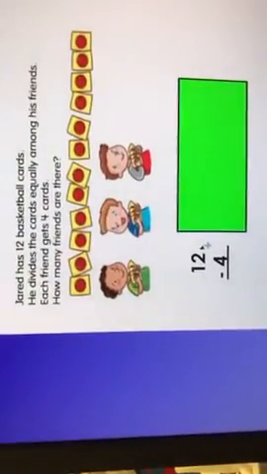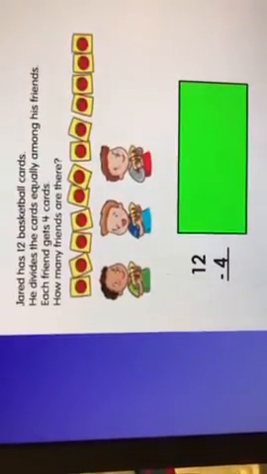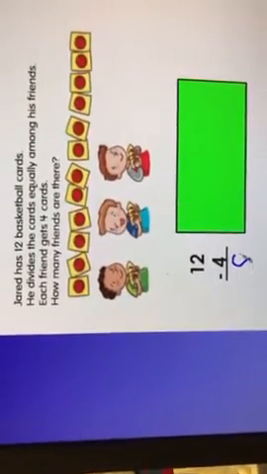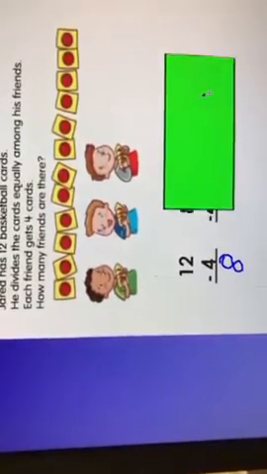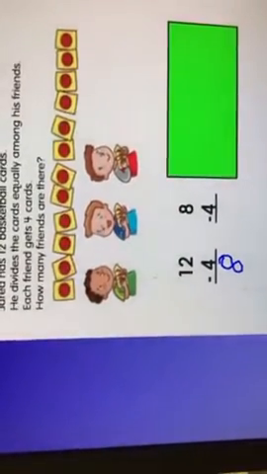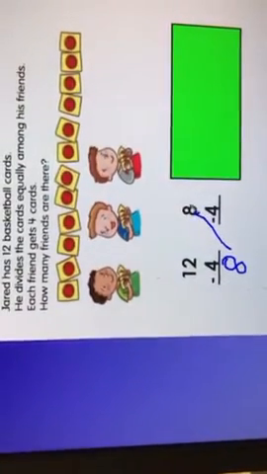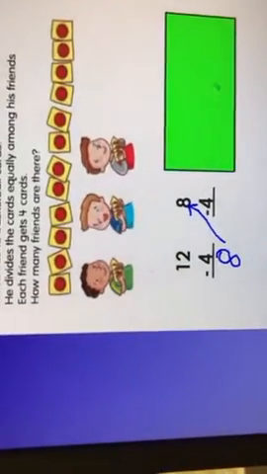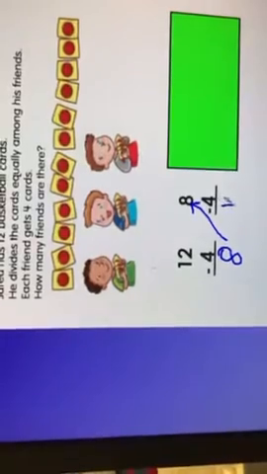So here we're going to start with our 12 cards, and we're going to subtract the 4 cards that each friend gets. And 12 minus 4 is 8. So now we're going to take that 8, and that's going to be the top number of our next subtraction. And we're going to subtract that 4 from it again. And 8 minus 4 is 4.